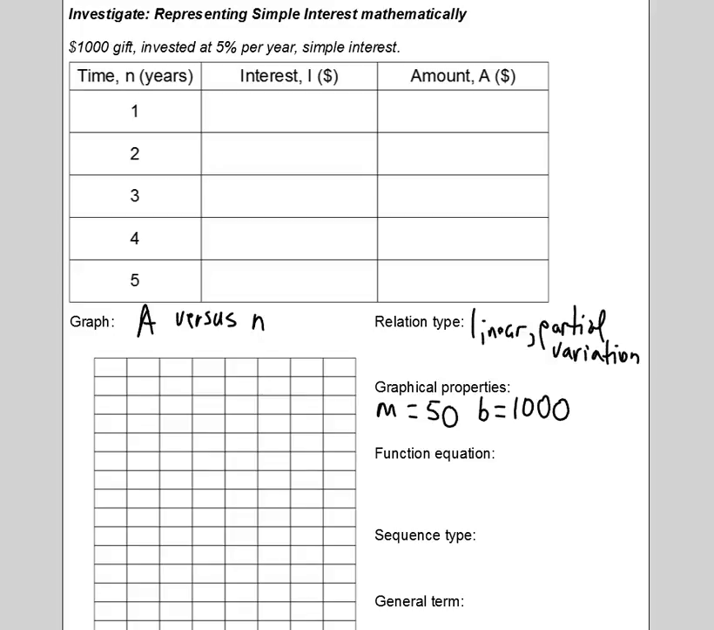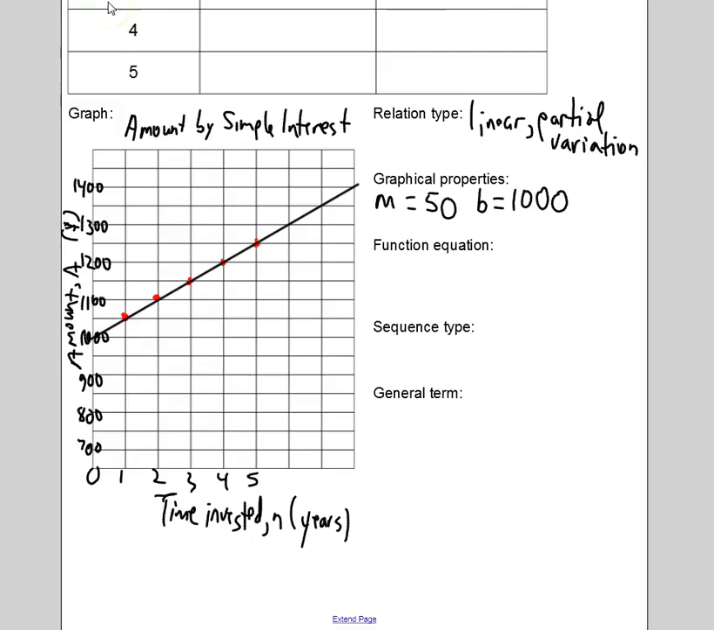So from that, we can construct the function equation. Okay, so I just changed my title a little bit, amount by simple interest, labeled my axes, drew my 5 points, and connected them with a straight line. Now in this case, if you're thinking about the type of sequence here, or the work we've done looking at types of functions, we've looked at discrete and continuous. Here you could invest for a year, or you could invest for a fraction of a year. And so this is a continuous function, so we can connect those plotted points with a straight line.